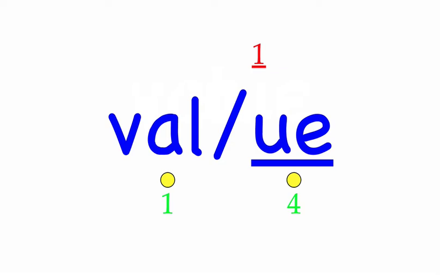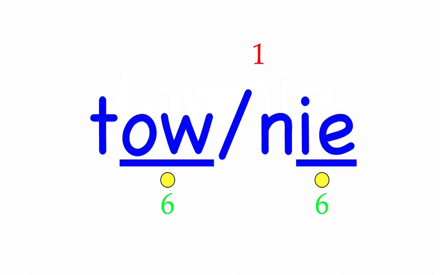Row 5, townie. He is a townie and knows nothing about living in the country. Townie, 2 syllables. First syllable town, 2 sounds: T, OW. Nie, 2 sounds: N, E. Townie. Mark the word.